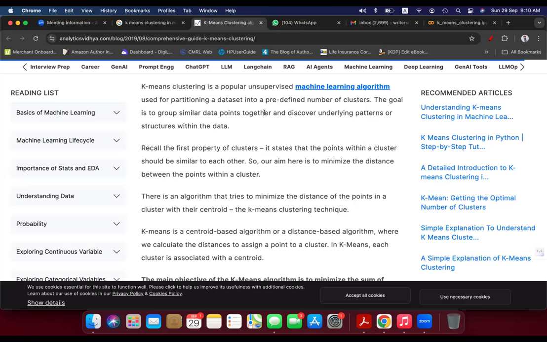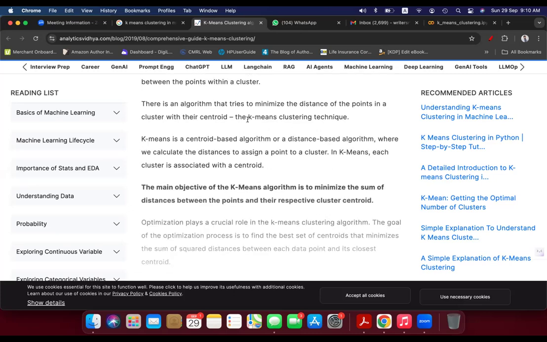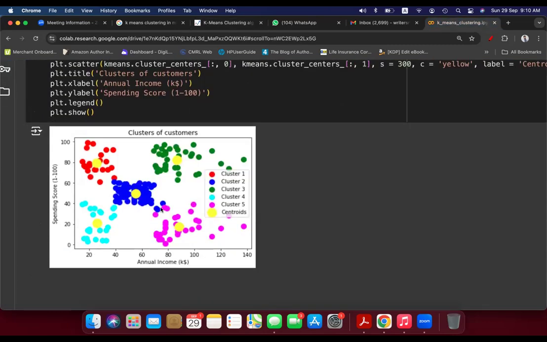Okay. The goal is to group similar data points together and discover underlying patterns or structures within the data set. So there is an algorithm that tries to minimize the distance of the points in a cluster from their centroid, that is called the K-means clustering technique. Okay. So K-means is a centroid-based algorithm. A centroid-based algorithm is nothing but, if you see this graph, the center point in yellow color, right? The centroids.